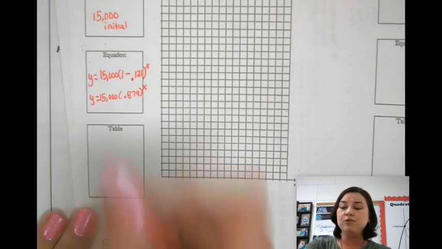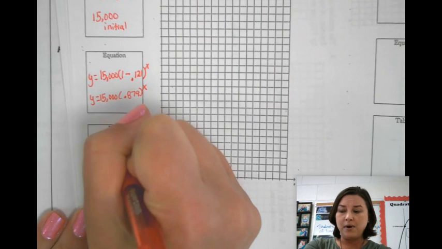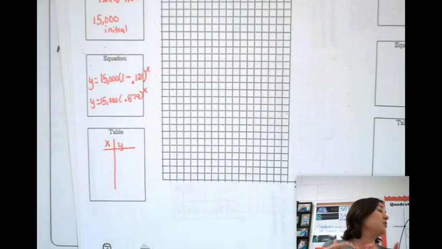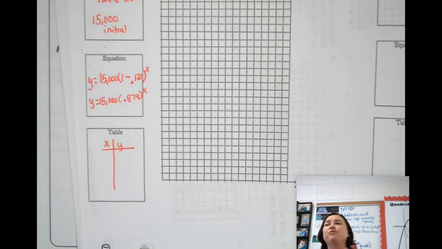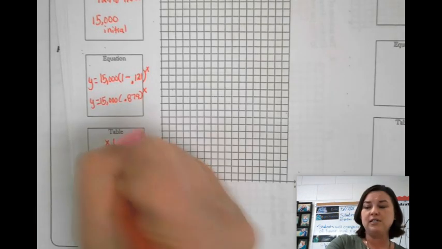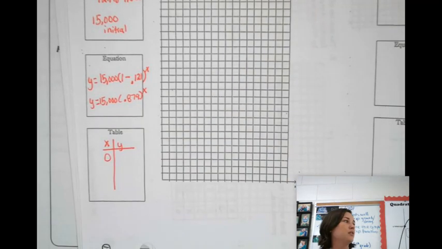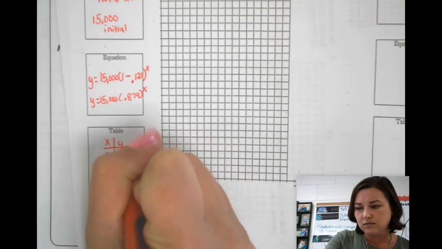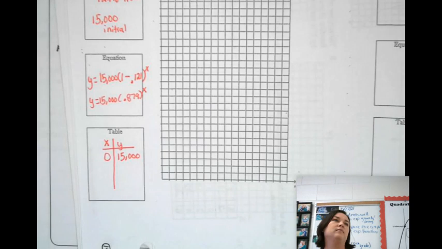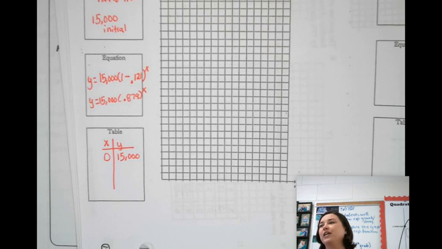So for a table, you would make an X and a Y, and you just insert some values. Since this is a real world situation, we do not want negative time. We don't want to know how much the car cost before he bought it, right? So we want to know when he bought it, that was time 0. How much did the car cost? $15,000. Your initial value is always your y-intercept. So if you've already figured out the initial value, you've already got a value for your table.